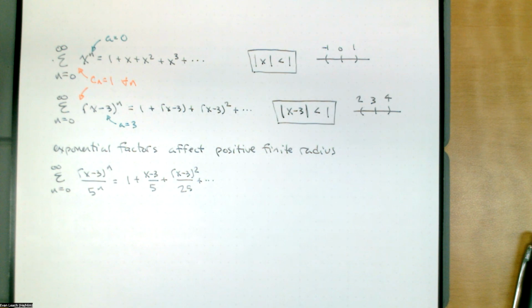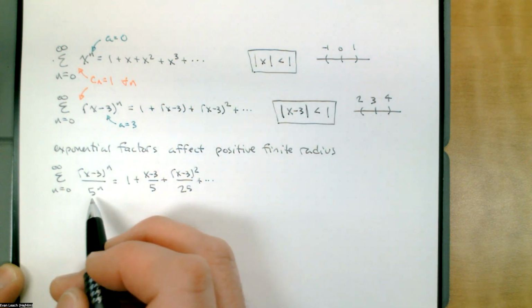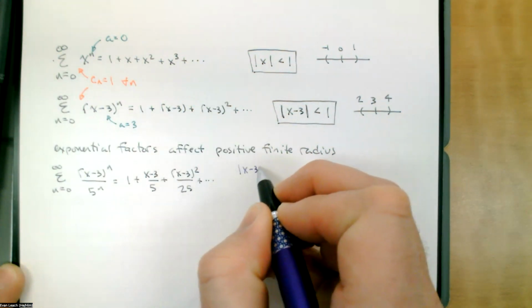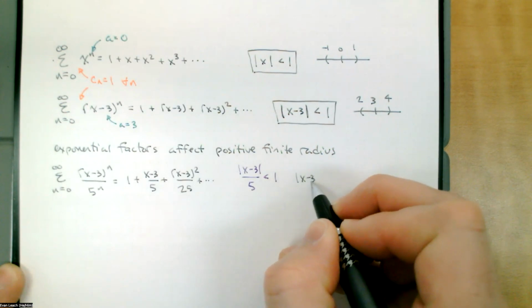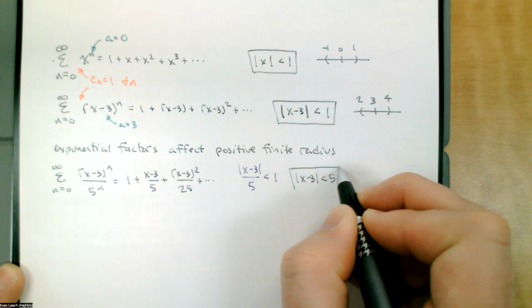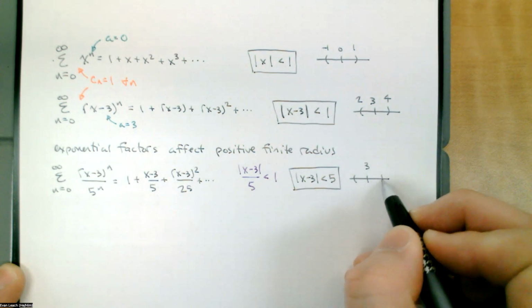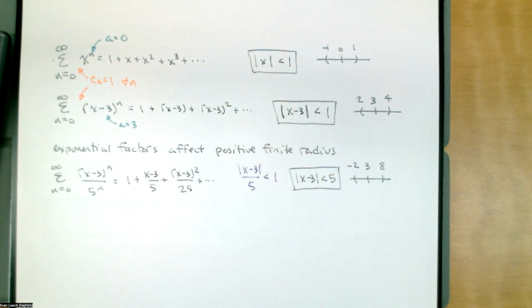If we think about what's going to happen in the ratio test, the x minus 3 to the n is going to leave behind an absolute value of x minus 3. The 5 to the n in the denominator will leave a 5 in the denominator in the limit from the ratio test. So we're going to get absolute value of x minus 3 over 5 less than 1, which we will write as the absolute value of x minus 3 has to be less than 5. That is our interval of convergence. Everything within 5 units of 3.